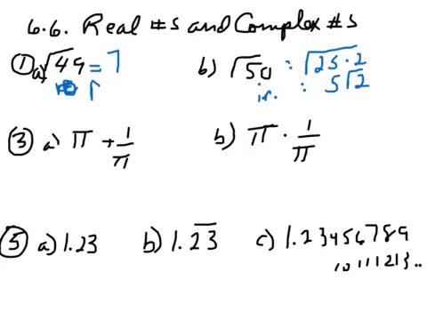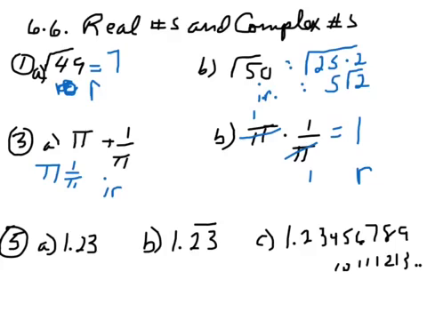Now on 3a, you have pi plus 1 over pi. Well, that's just pi and 1 over pi. Pi is irrational and 1 over pi is irrational. This is just irrational. Anytime you see pi, it's irrational. Except for, look at 3b. What happens here if I simplify, though? Pi goes into pi once, pi goes into pi once. I get 1 over 1, which is 1. Well, that's a rational number because 1, or 1.0, is a decimal that terminates, okay?